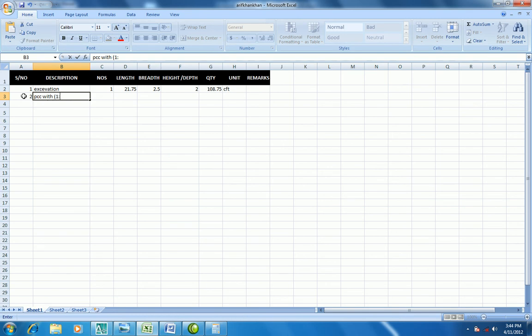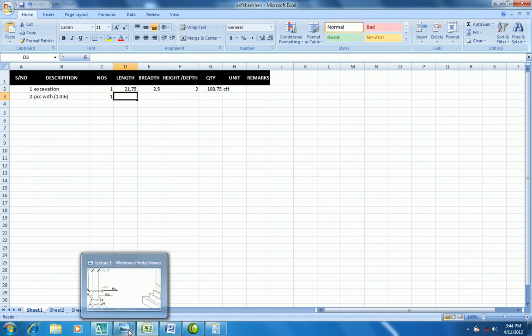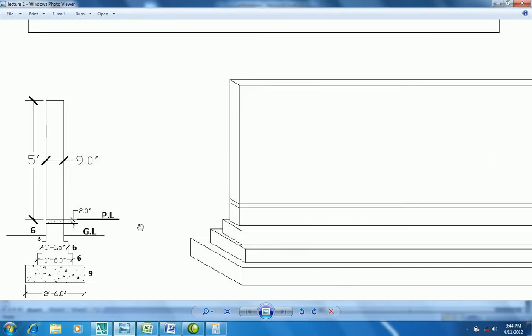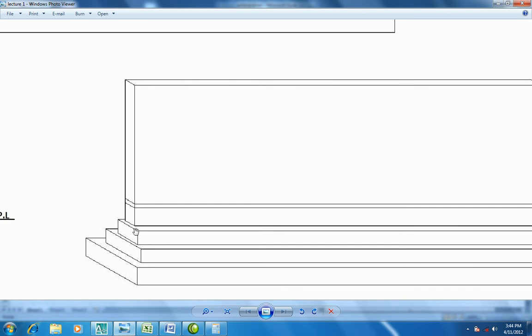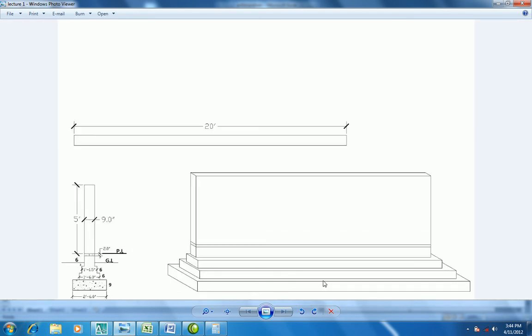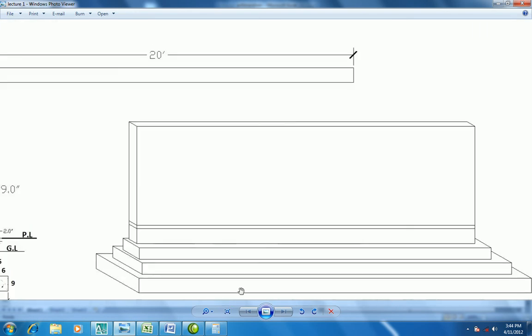So in second place we do PCC, that's okay. We can say like 1 ratio, suppose 3 ratio, 6 ratio, that's okay. It depends upon the design, that's okay. And we have just one more, that's okay. So 21.75, that's okay. So guys, we will have to pull our PCC up to the place which we have excavated, that's okay. We must put PCC here, that's okay.